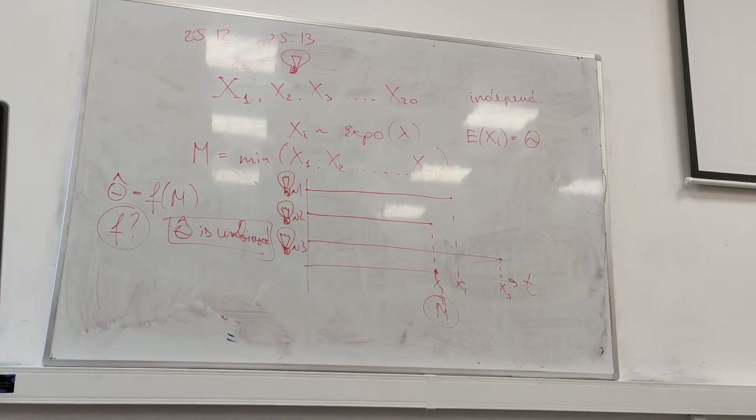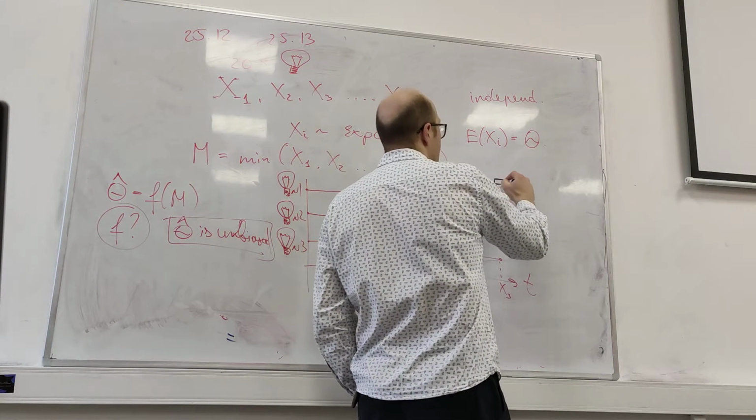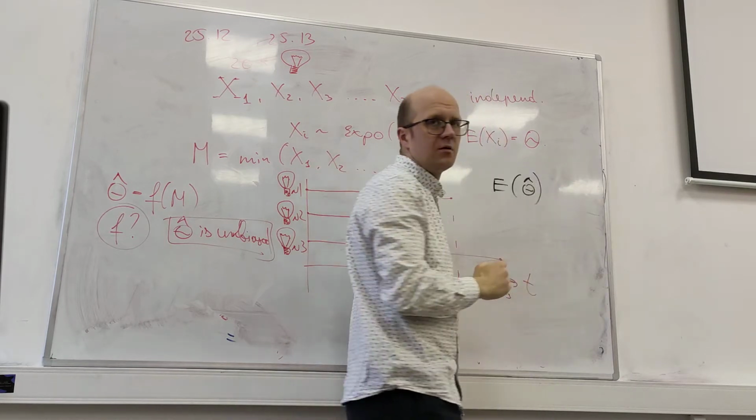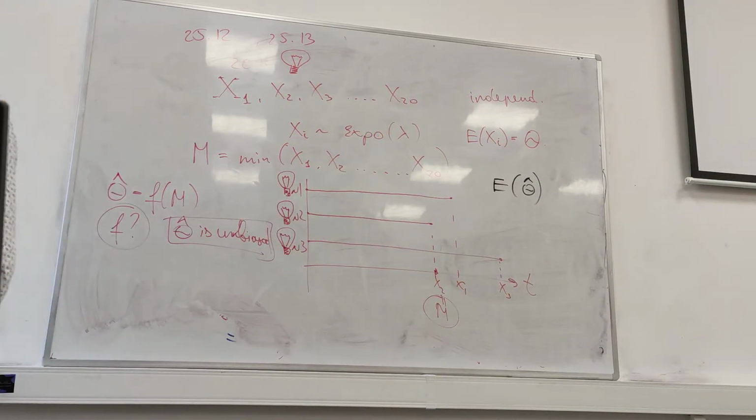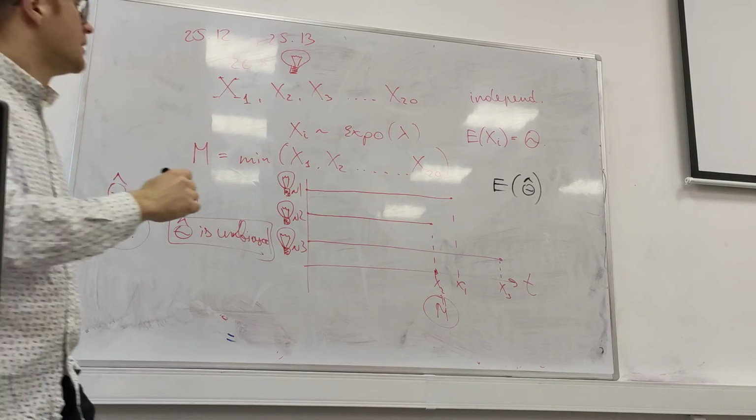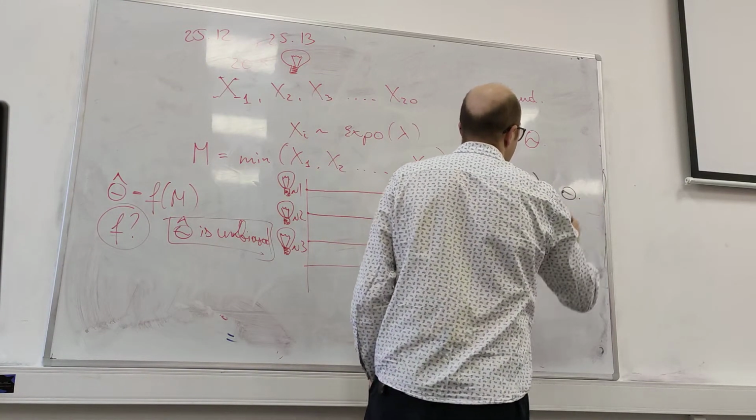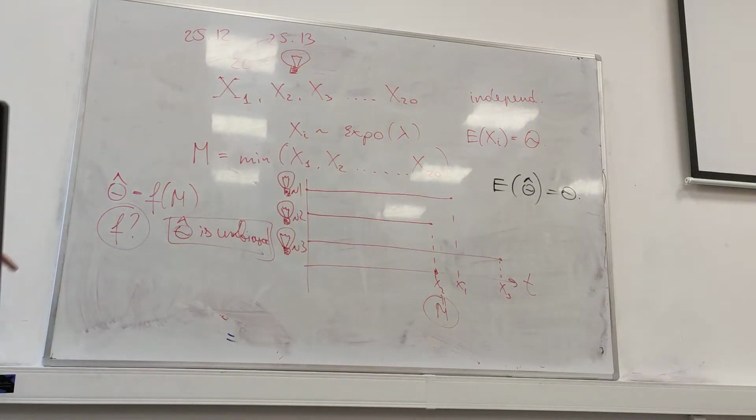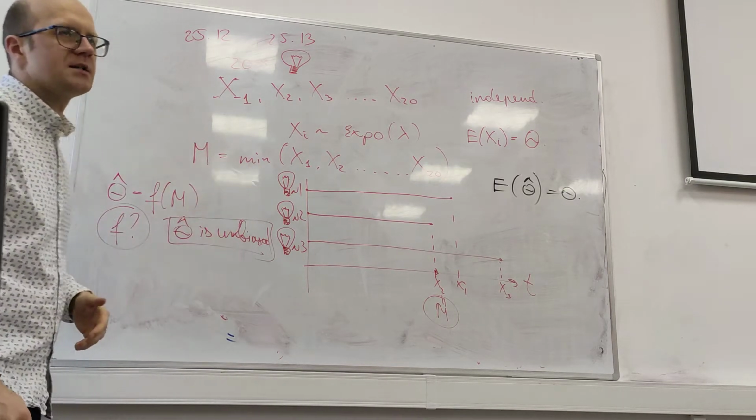Okay. What does it mean, unbiased estimator? Expected value equal to theta. Yeah, unbiased estimator means the expected value of theta hat is equal to theta. But we don't know theta hat yet. It's some function of m, and we don't know the function. So what to do? Let's for the moment calculate the expected value of m. Maybe it will give us some hints.